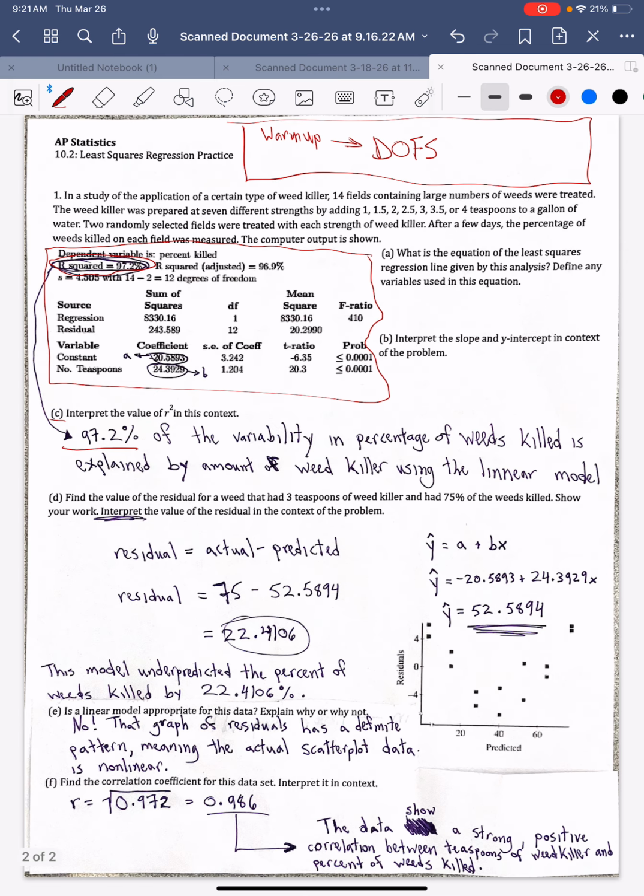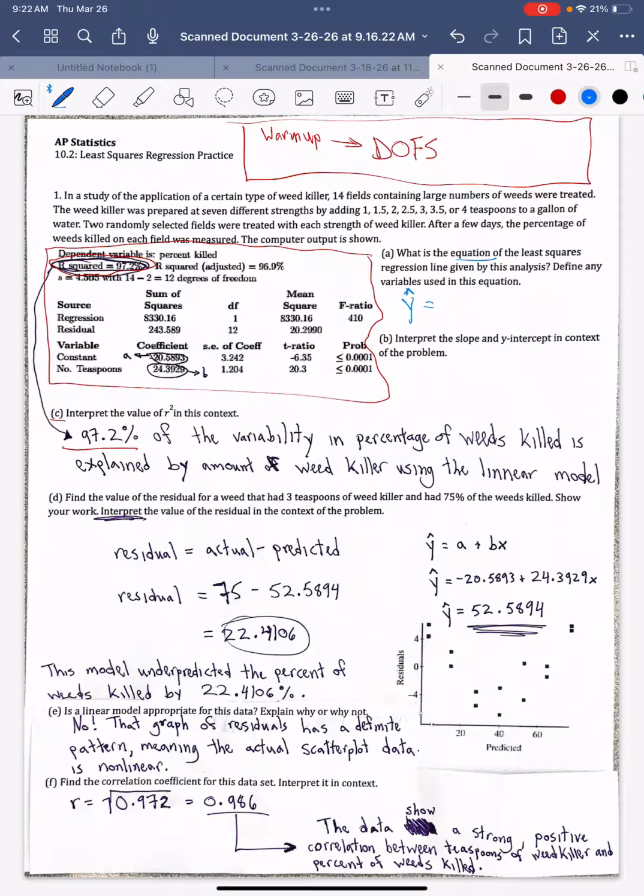For A, we're going to do this one together. It says, what is the equation of least squares? It doesn't matter when they say equation of least squares. What they're asking for you to do is use this calculator output to create your equation, and your equation will always start as y hat, so our predicted value of y. Then I like to put the intercept first because we tend to use a plus bx as our formula. But you could do mx plus b, both are acceptable.